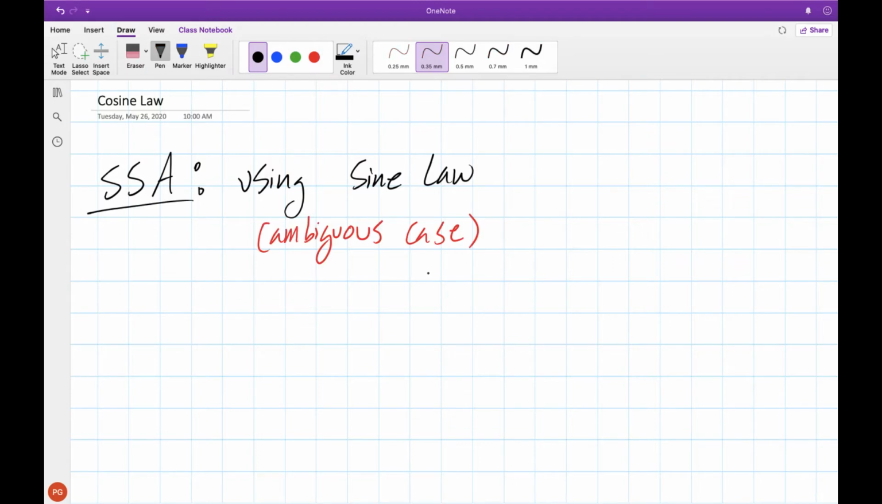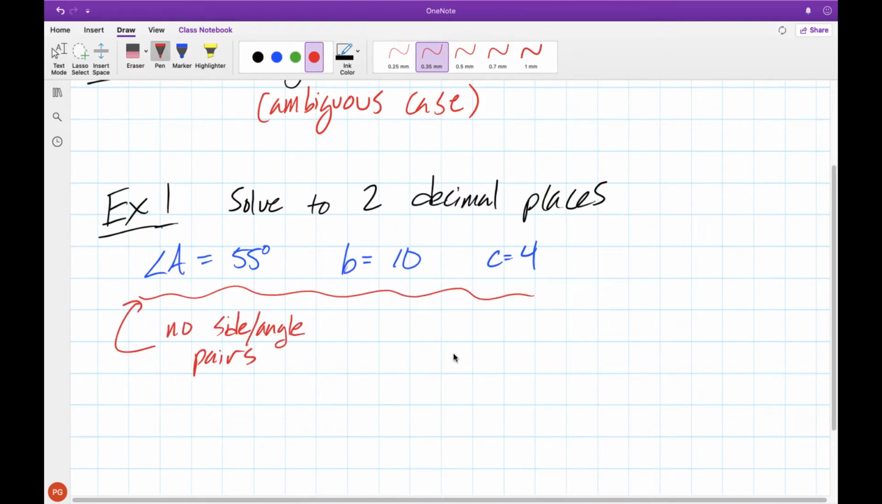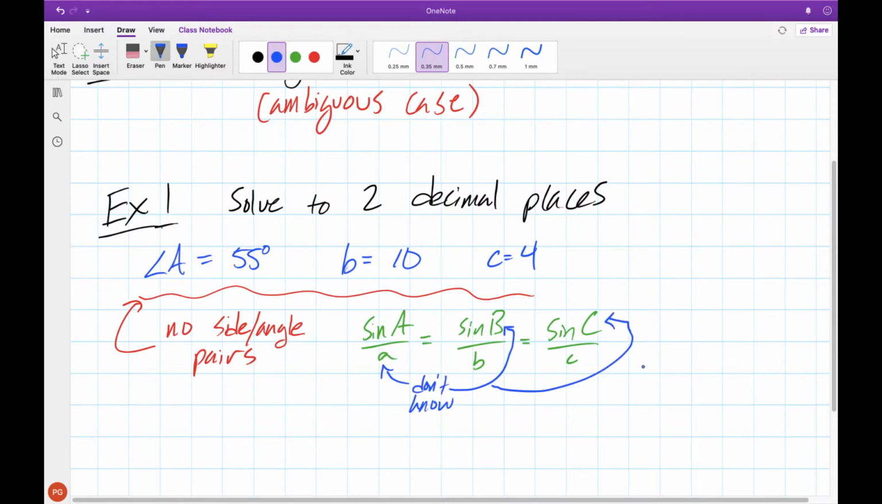However, what we're going to find out this week is that not all side-side angle triangles can be solved using the sine law. Take, for example, this triangle. This is one where we can't actually use the sine law to solve it. That's because we don't have any side angle pairs in the information that we're given. So if we try and use any part of our sine law, we're missing at least one part of each of these fractions, which means we can't solve any equations. So we need to use something else to help us solve this triangle.